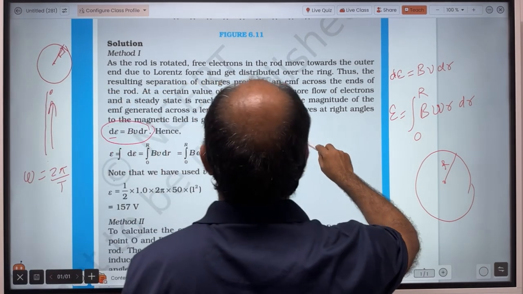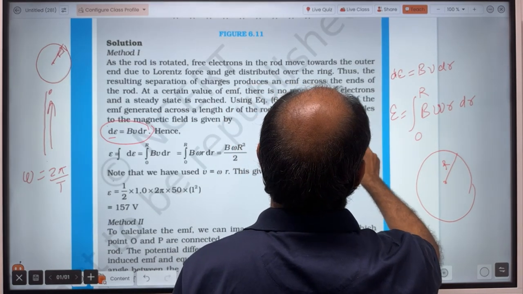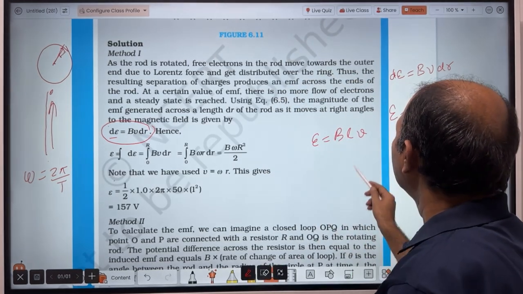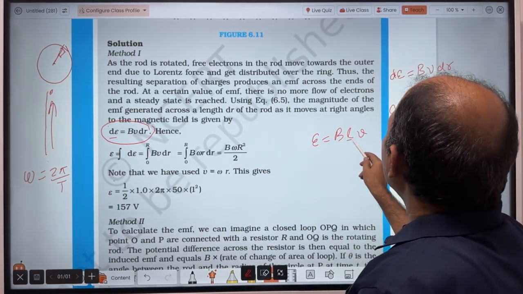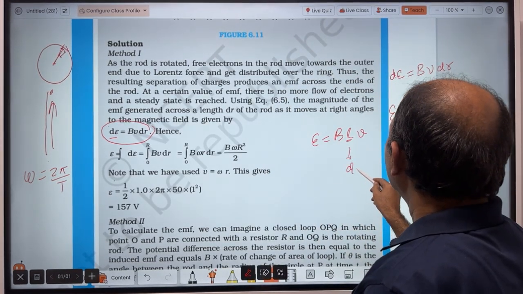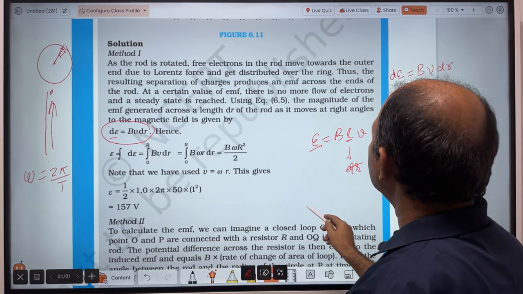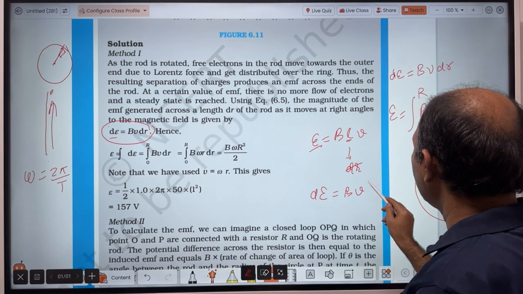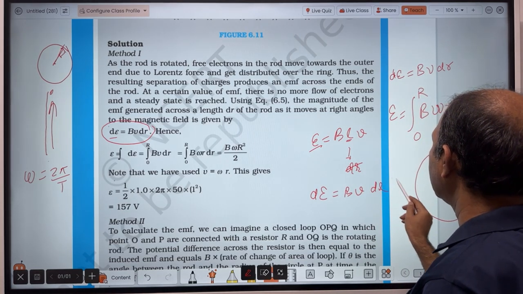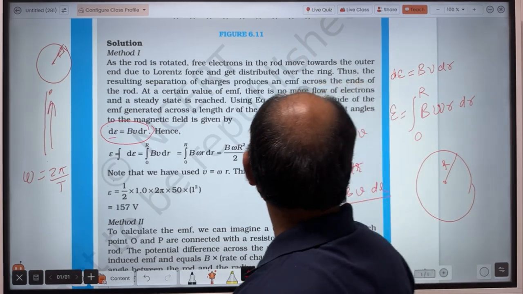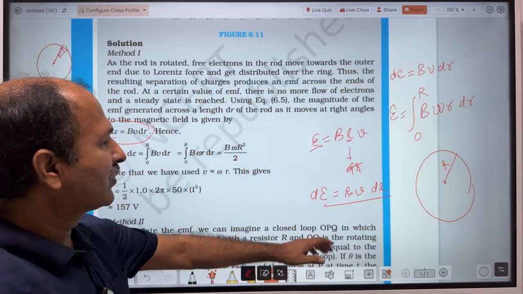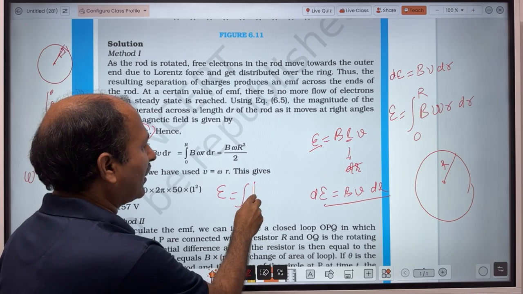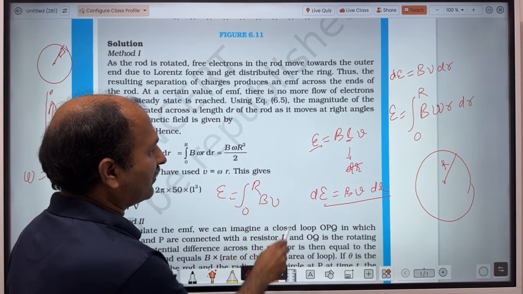Why problematic? Because you have studied motional EMF, BLV. Here what we are doing, we are taking L as dr, and E as dE. So dE equal to B, and let's write V earlier, and then we write it dl, and then to find total EMF we can integrate it. So when we integrate, we will get E, and then we put limit 0 to R, and then BV.